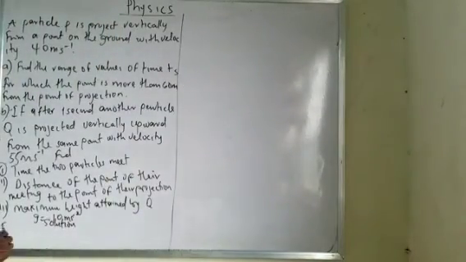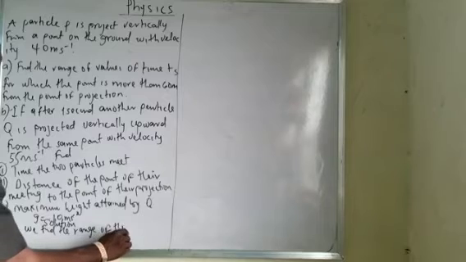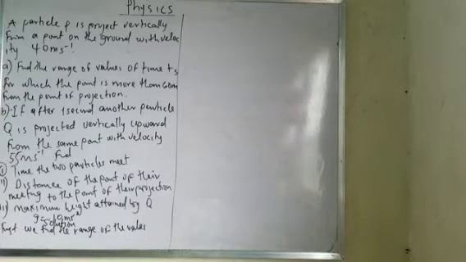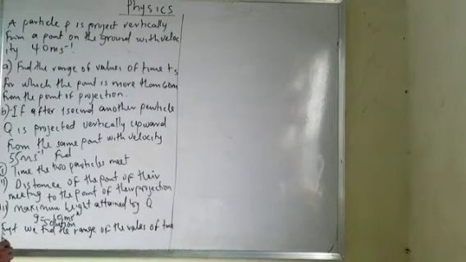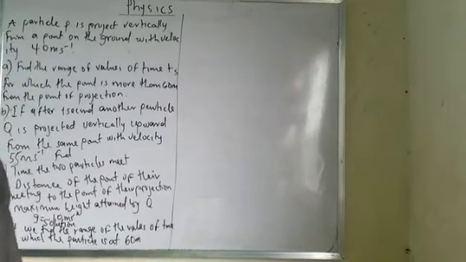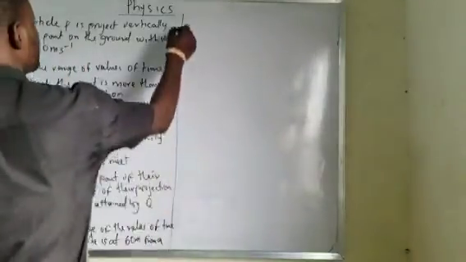First, we find the range of the values of time for which the particle is at 60 meters from the point of projection.